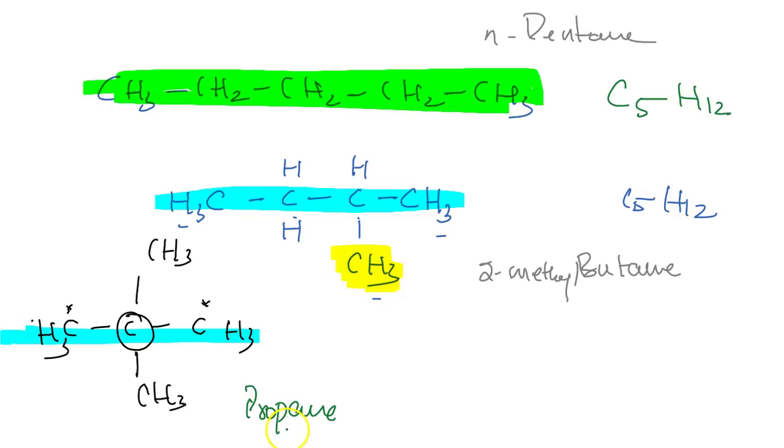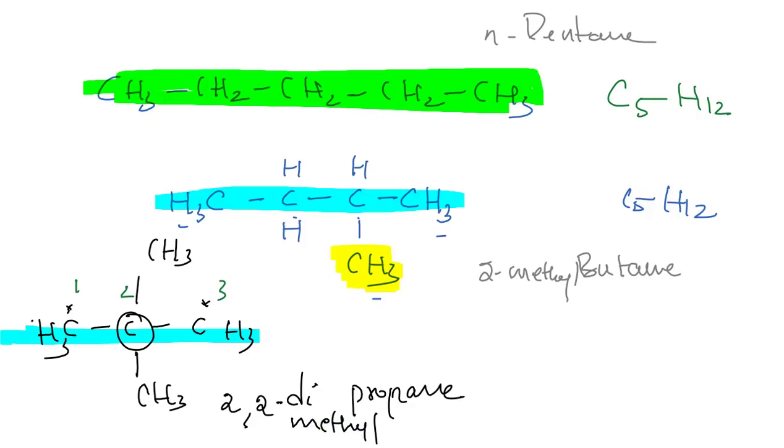But observe this carefully. 1, 2, 3. On the second carbon, you have 1 methyl group. But again on the same second carbon, you have a second methyl group also, right? Then how do you write it? You have to write it carefully. Somebody asked me a doubt regarding this in the comment section of my previous video. It is propane, no doubt. On the second carbon you have 1 methyl, and again on the second carbon you have a second methyl. So you have to write it as 2,2, the position of both methyl groups. Di means 2. So 2,2-dimethyl propane is the actual name.